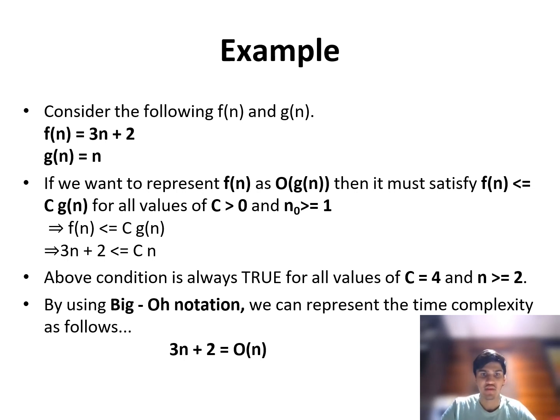Example, if f of n is equal to 3n plus 2 and g of n equal to n, we have to satisfy that f of n should be less than or equal to c times g of n for big O notation.